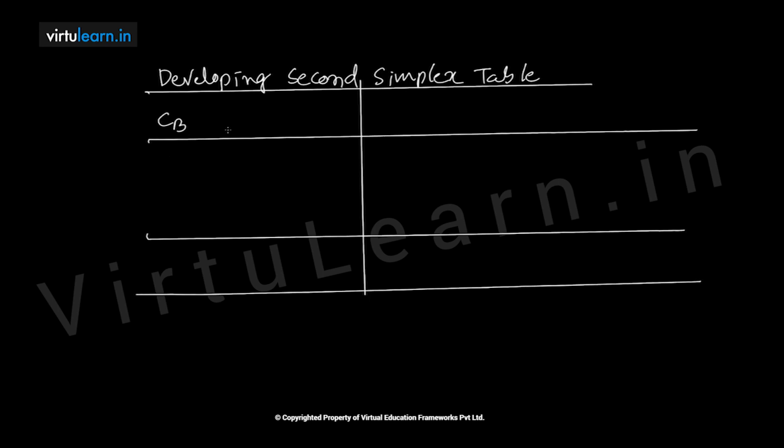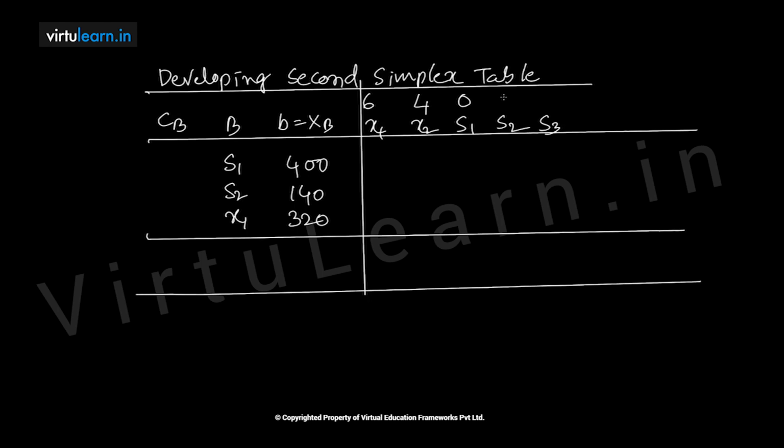B, S1, S2, X1. Earlier it was X3 here. That means S3 was the outgoing variable and X1 was the entering variable. Here B is equal to XB, the values 400, 140 and 320. Now we write these variables X1, X2, S1, S2, S3, where the X1 value is 6, X2 value is 4, S1 value is 0, S2 value is 0, S3 value is 0. Now we write the values which we calculated earlier.